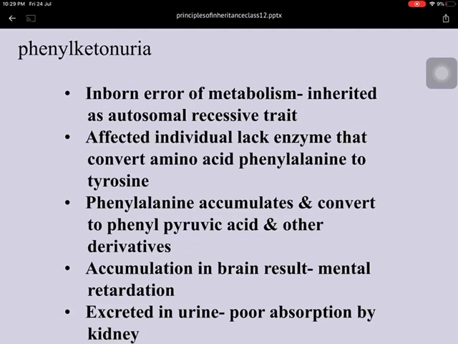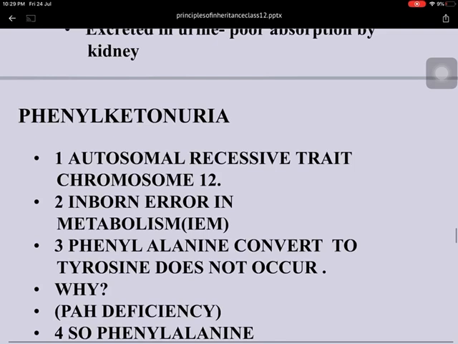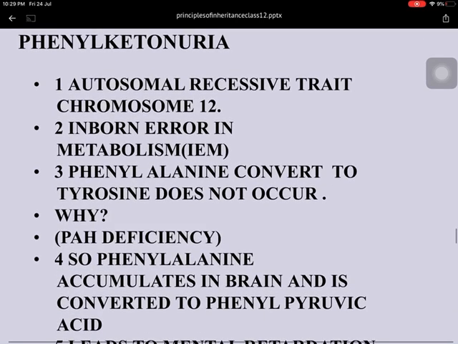If one gene has more than one effect, it is known as a pleiotropic gene. Second, it is related with the autosome, so it is known as an autosomal disease, and it is also a kind of recessive disease. That means it is not seen in every generation. Actually this disease is related with chromosome number 12, and chromosome number 12 is also an autosome. Inborn error in metabolism, as I told you, the conversion of phenylalanine to tyrosine does not occur.